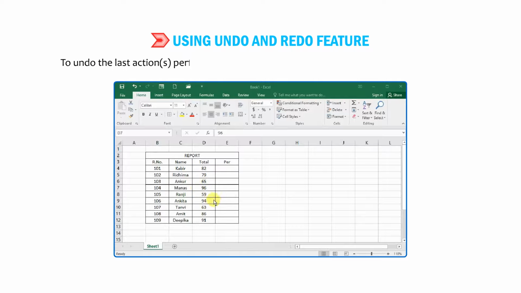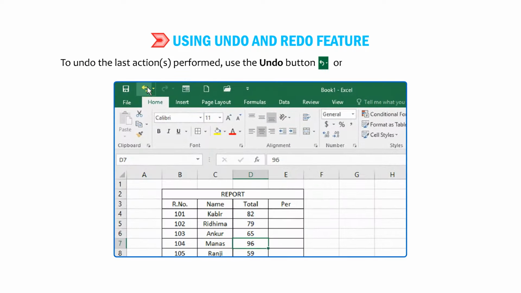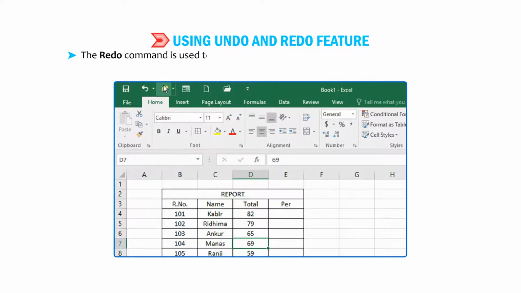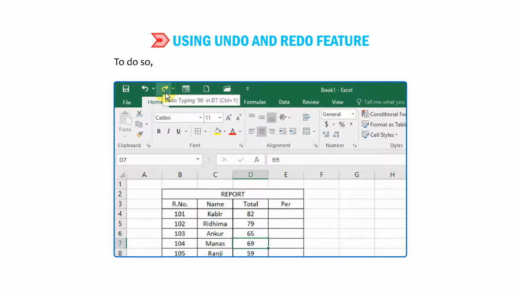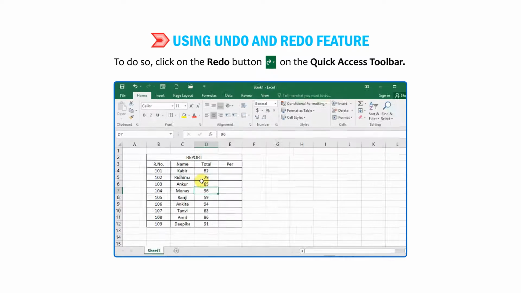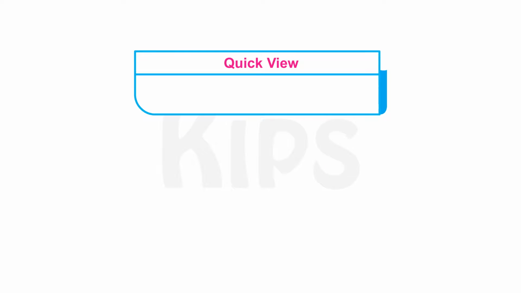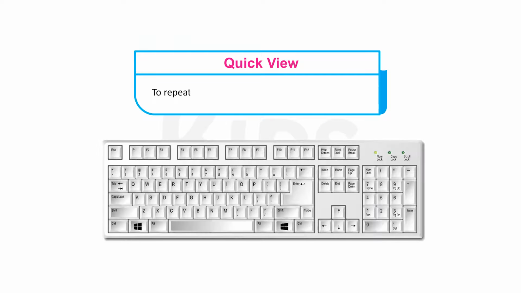To undo the last actions performed, use the Undo button on the Quick Access toolbar. The Redo command is used to quickly repeat the last actions that you have undone using Undo command. To do so, click on the Redo button on the Quick Access toolbar. Students, let us have a quick view. To repeat most commands or actions, press F4 key.